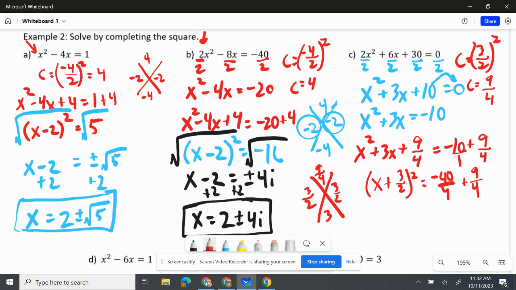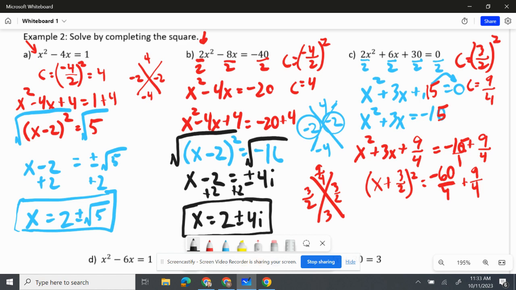So looking at this right here, the next thing that I'm going to do, oops, that was a 15, not a 10. So that should be a 15, which means that that would be a 60. So it should be a negative 60.